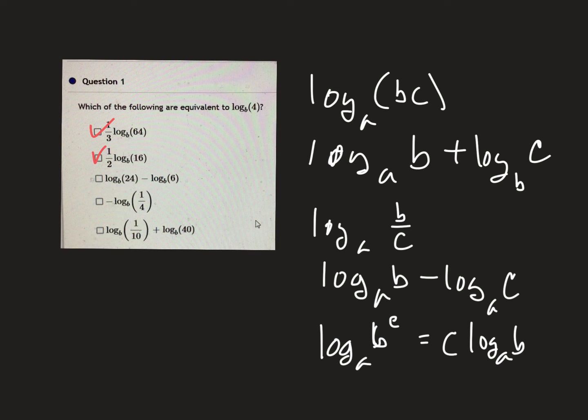For this next one, I'm subtracting two logarithms. And when I'm subtracting two logarithms, that's this situation. So I can unsubtract them by writing it as a quotient, right? So log base B of 24 divided by 6, and of course 24 divided by 6 is 4, so that is also equal to that expression.